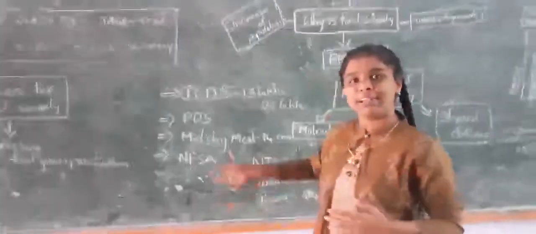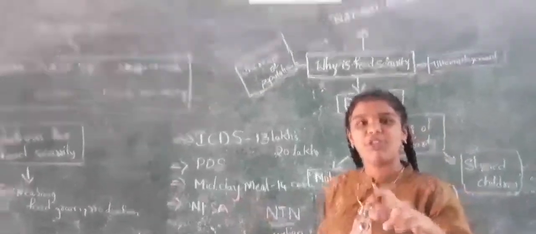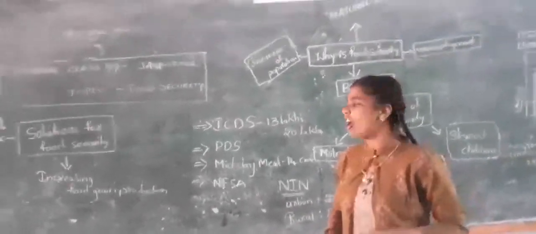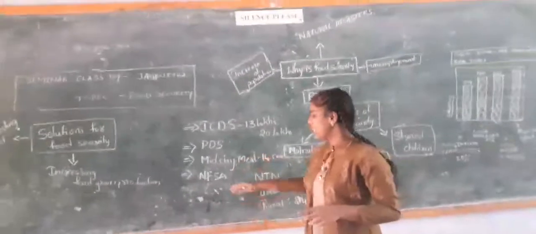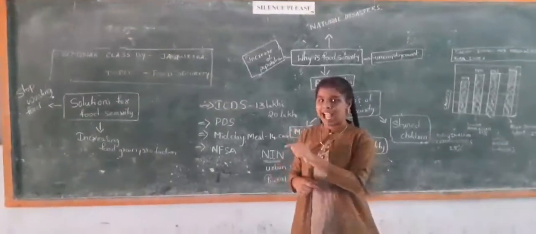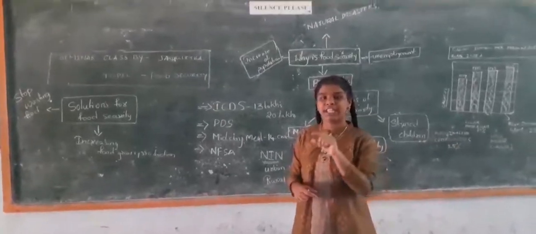And not only that, the midday meal scheme. In India, over 14 crore people are eating in the midday meal scheme. This is the largest scheme worldwide. Not only these three schemes, there is one more. Our government came up with a new law called the NFS Act. It stands for National Food Security Act.